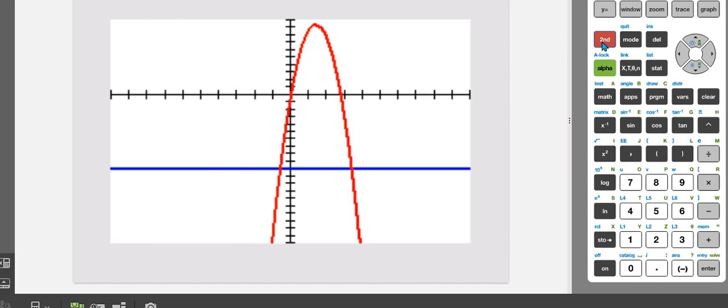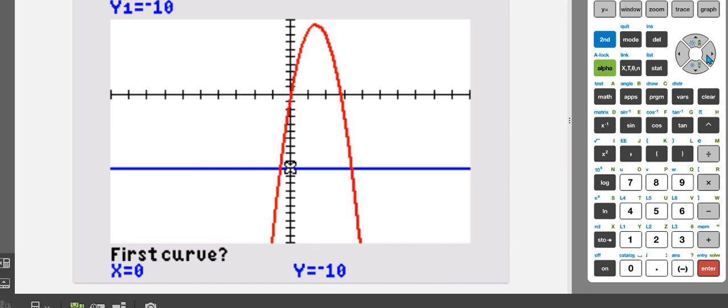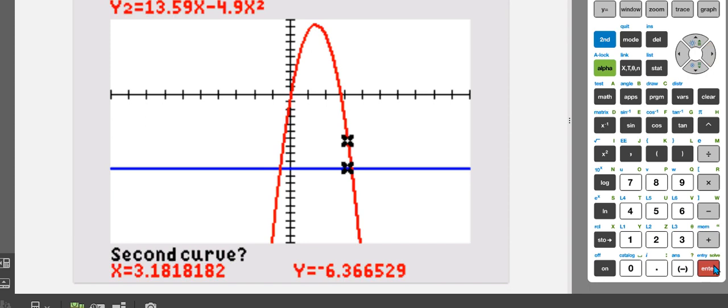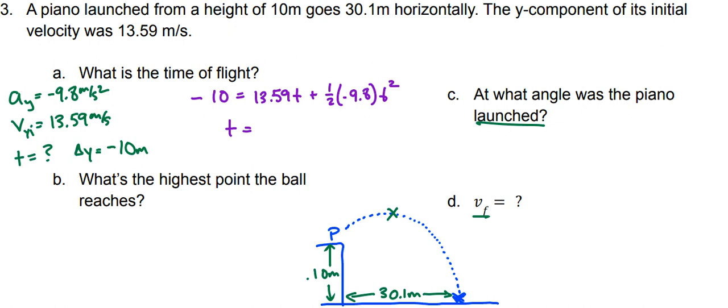We could find that by hitting second and trace. That thing is an intersect. It says first curve, but we want to actually move closer to that intersect. We don't want this point over here. That's negative time, which doesn't even make sense. Move your cursor until it's closer to that intersection and hit enter 3 times. We get 3.38 seconds.